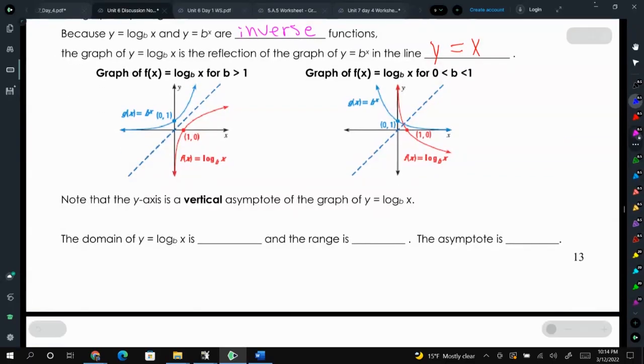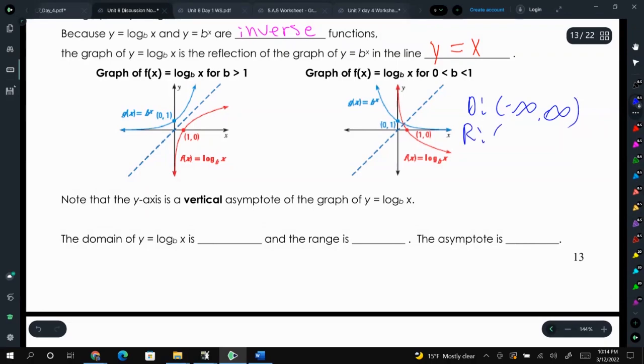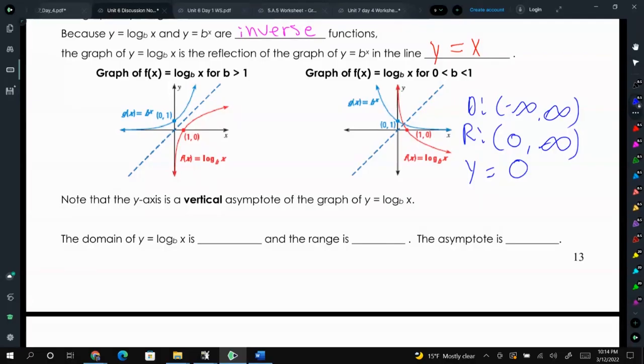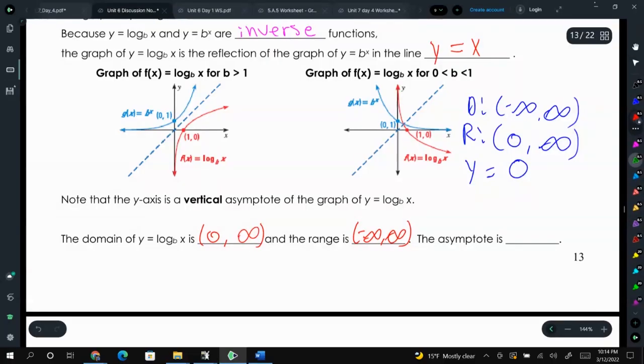Now remember, with exponential functions, our domain was negative infinity comma infinity. Our range was 0 comma infinity unless we had some transformations, and we had an asymptote at y equals, in this case, 0. Now if we're switching the x and y because these are inverses of each other, what that means is that your domain is now 0 comma infinity, and your range is now negative infinity comma infinity. And instead of your asymptote being y equals 0, it is x equals 0.